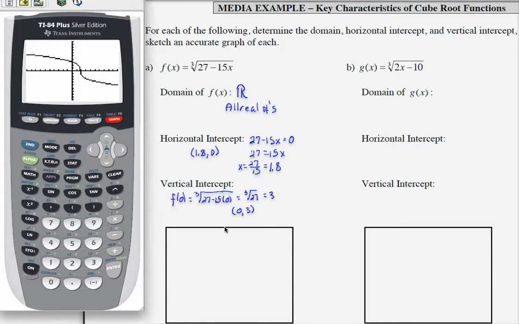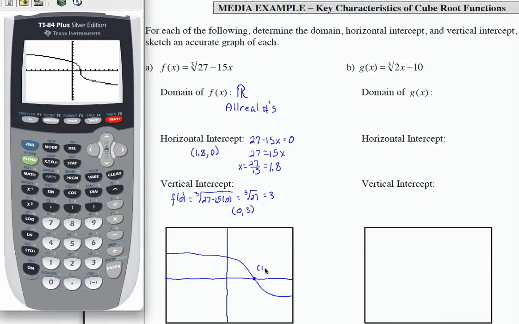And it does. So this is kind of an unusual graph. It's kind of like an S. So there's my vertical, there's my horizontal, and what I'm going to do is just draw this shape like that, and then I'm going to identify the ordered pairs. So this is 1.8, 0, and this one is 0, 3, and this is f of x.